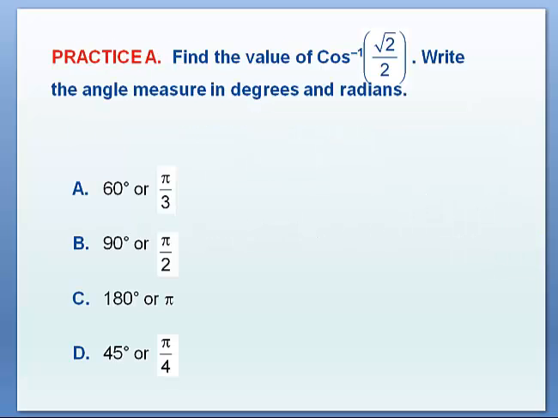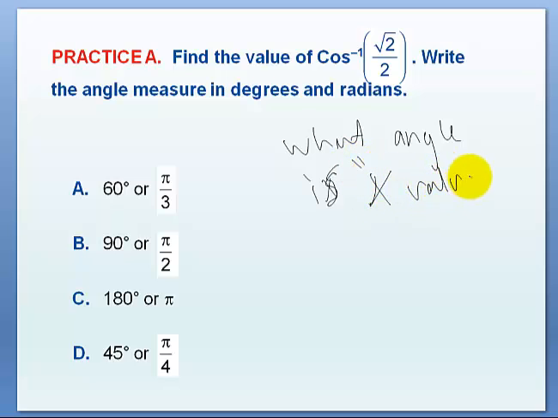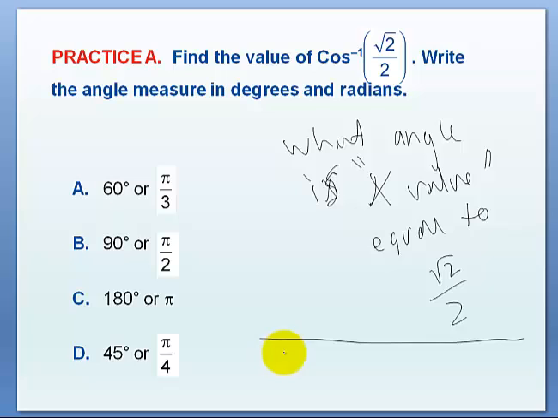Now I want you guys to practice this one. It's a little bit different because now we're looking at cosine. So really this question is saying, what angle has an x value equal to root 2 over 2? And remember, for cosine, our answer must be in quadrant 1 or quadrant 2.